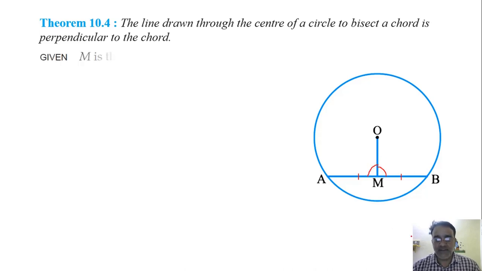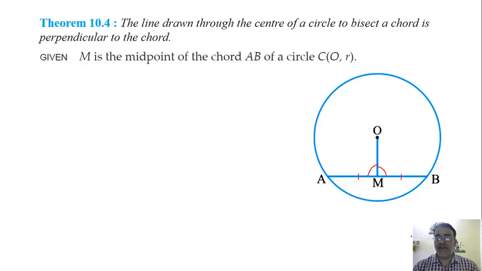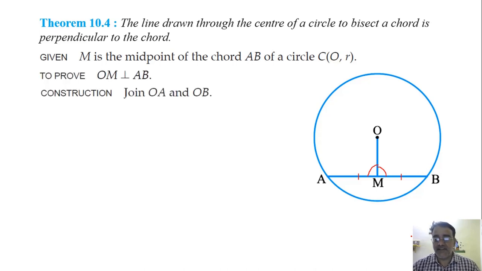So let us start with the given. M is the midpoint of the chord AB of a circle with center O and radius R. And we have to show that OM is perpendicular to AB. Construction: join OA, join OB. Now we have to show that these two triangles are congruent.